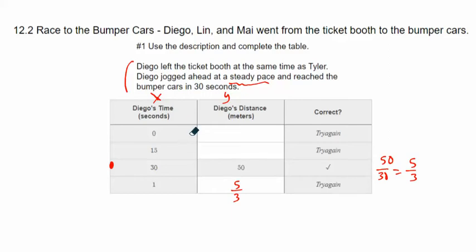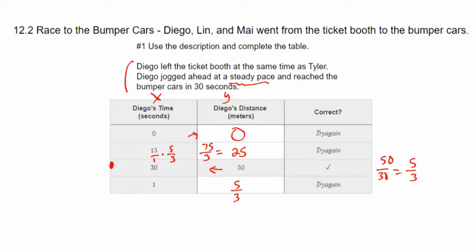Then you just come up here and multiply. 0 times 5/3 would still be 0. And then 15 times 5/3, that's why our review today was about multiplying fractions. If you multiply straight across, that gives me 75 over 3, which equals 25. Now remember, if they give you this value and you go that way, then you're doing the opposite of multiplying by 5/3. You're dividing by 5/3, which means you have to keep, change, flip.